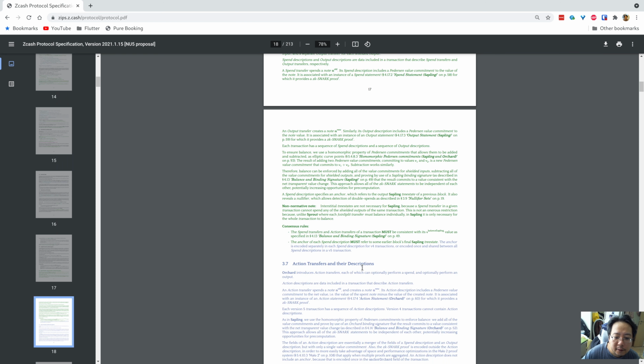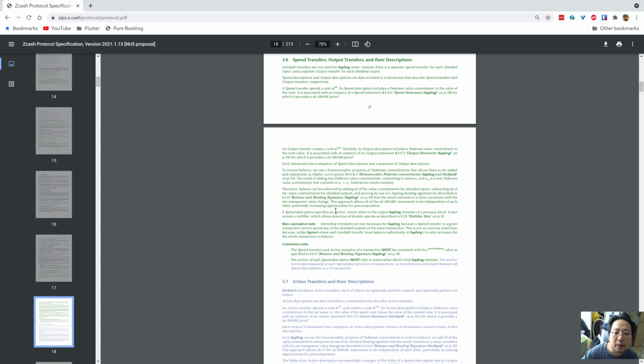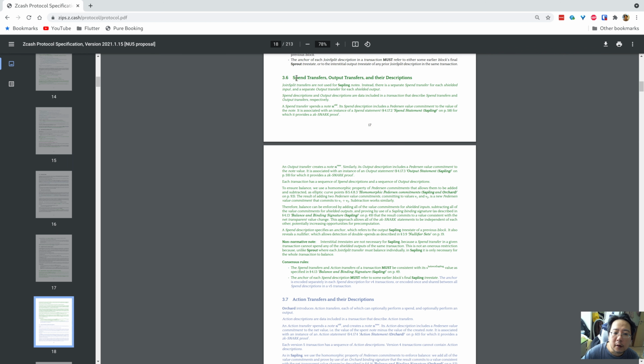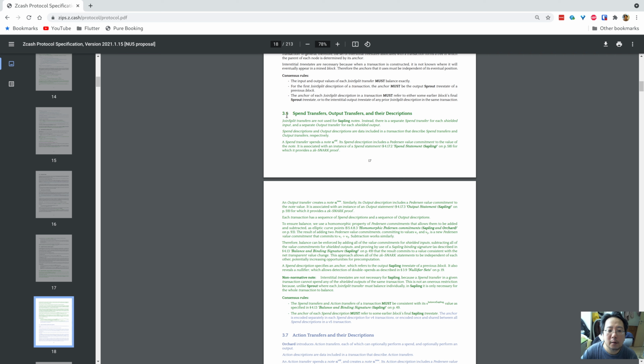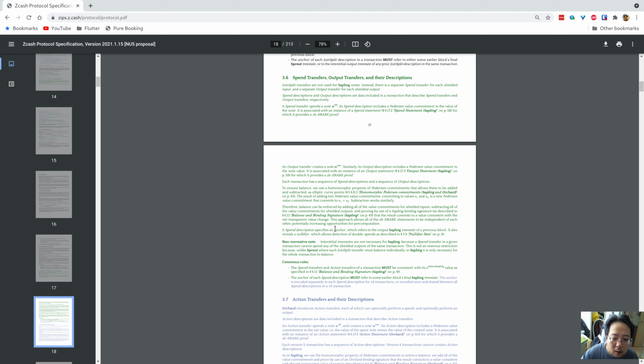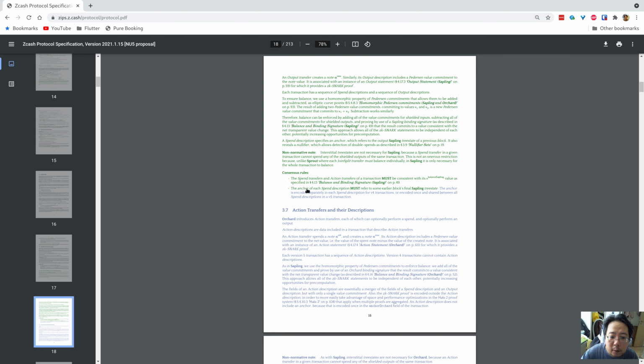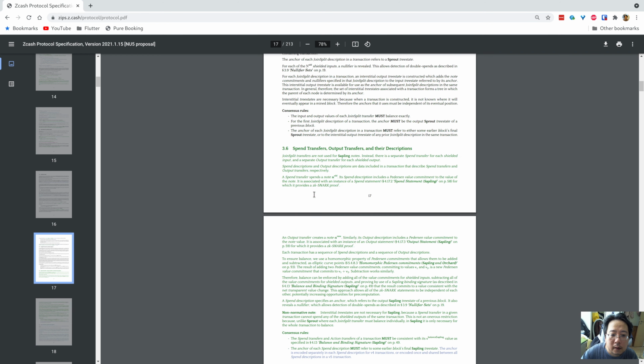So action transfers and description, this is for Orchard, so we don't care about that. By the way, the only thing we care about is the green text, because the black text is common and the green text is for Sapling. Okay, so when you encrypt, I don't know if it's really here. Okay, let's assume it's not here.